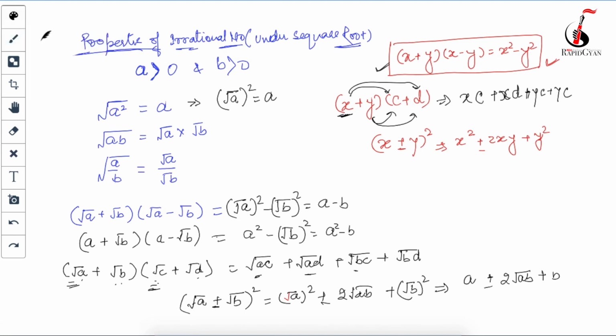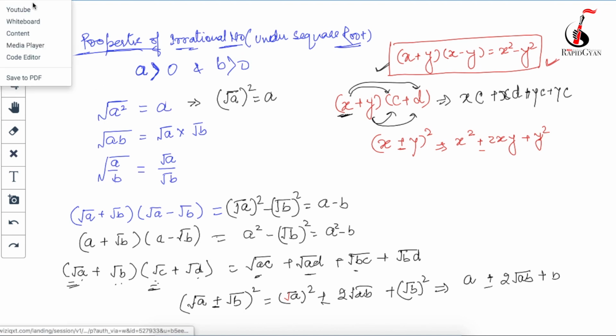Okay, let's go further. There is a very important property which you will have to remember. Only on these properties are you going to solve your exercise, even your examples. So this is all about the concept which is going to help you solve the examples and exercise of 1.5. Now we will solve the examples also in this video. So let's go ahead with the examples.